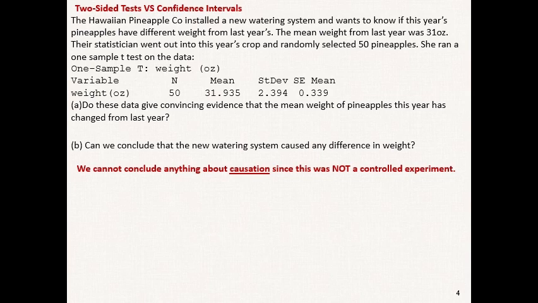So what we would want to do is randomly pick some fields and actually run the new watering system in some fields, and in other fields not run the new watering system, and that way everything is the same as far as the weather, the sunshine, that kind of thing. The only difference is the watering system versus no watering system.